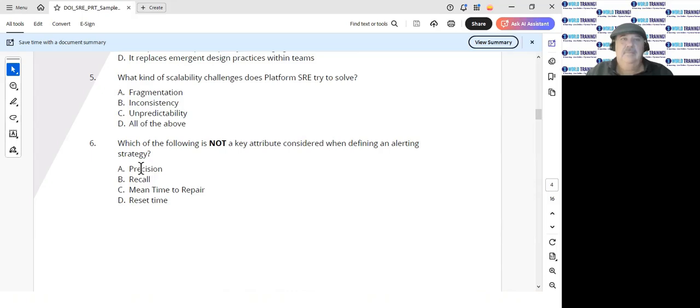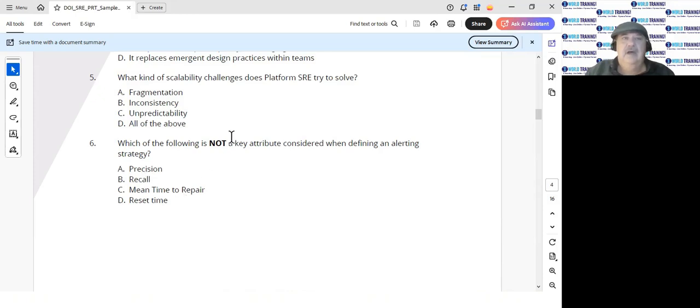So, precision. Certainly you want your alerting system to be precise. So that's probably a good answer, so it doesn't fit a not criteria. Recall, that's a little vague. I'm trying to think that recall is being able to recall information correctly and consistently, but it doesn't really say that. So maybe B, mean time to repair.